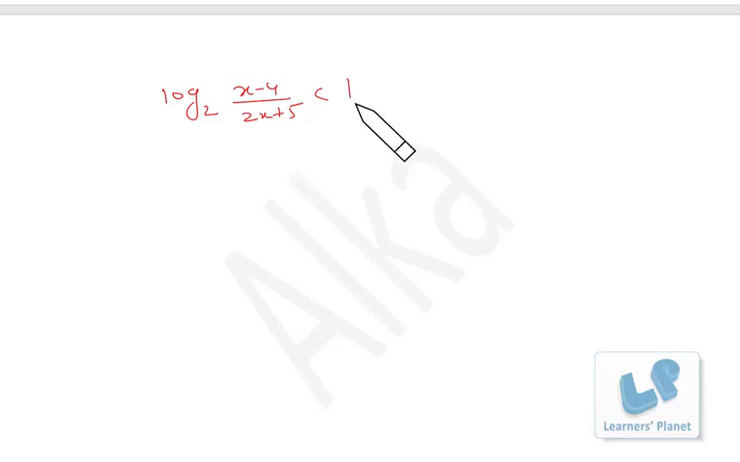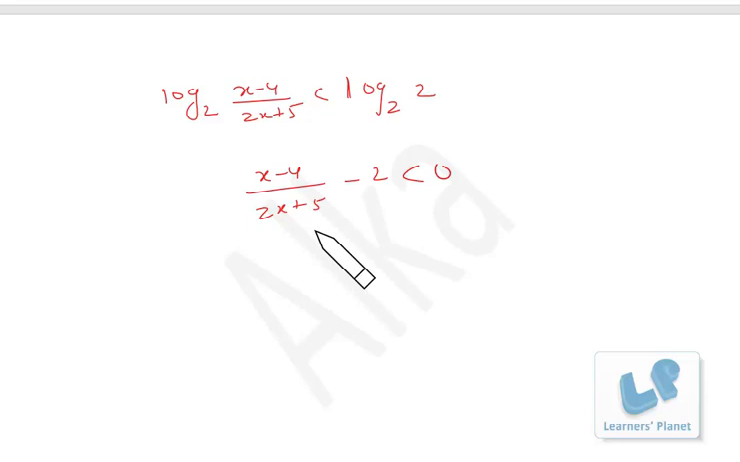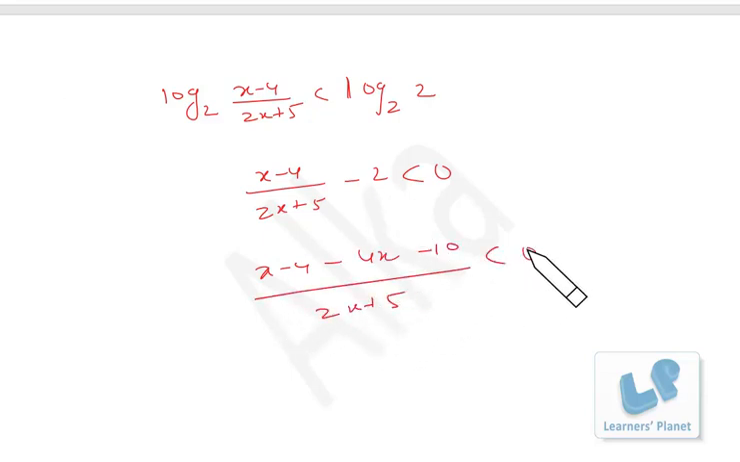So we have to take care for that. Now on the right hand side it is 1. Here on the left hand side the base is 2. So 1 can be written as log 2 to the base 2. Right. Now since base is greater than 1, the sign of inequality will be maintained. So this expression should be less than 2. So I can say this expression should be less than 0. Okay. So (x minus 4 minus 4x minus 10) upon (2x plus 5) is less than 0.